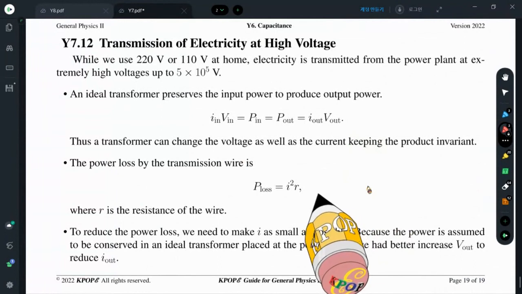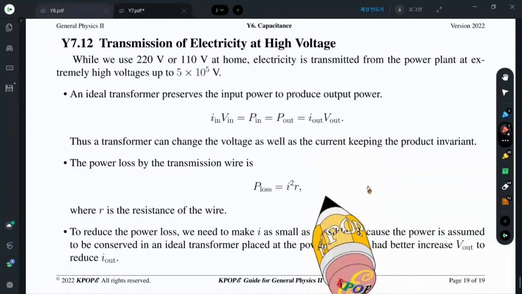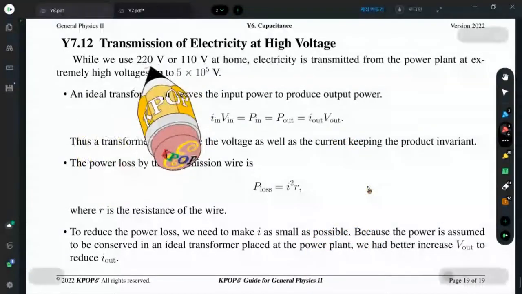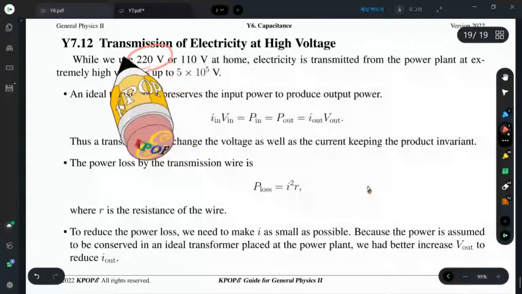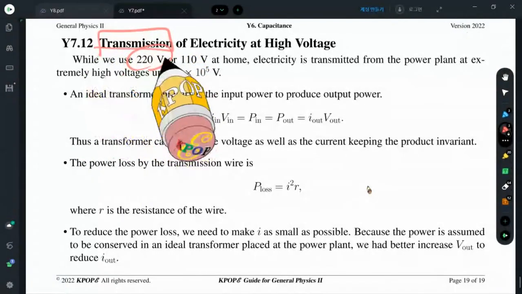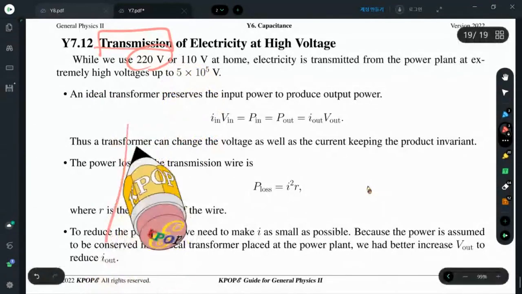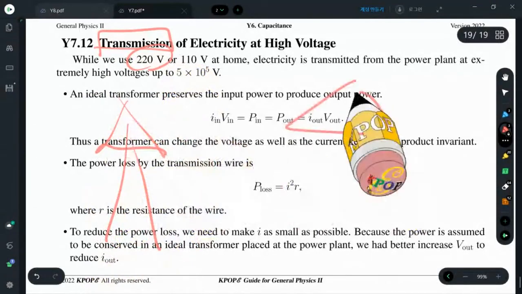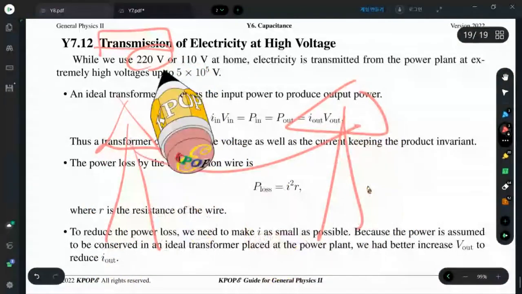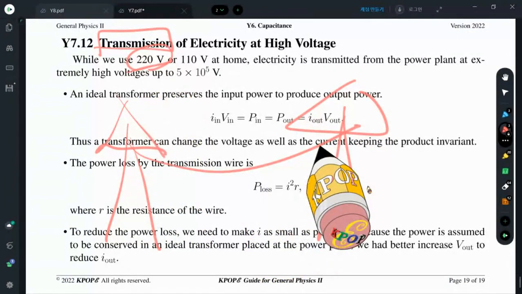This is one of the reasons why we use very high potential difference, even much larger than this, to transmit power. That saves a lot of energy. Transmission tower, very high. Instead of 220, we have a very large potential difference to save our energy when it is being transmitted.